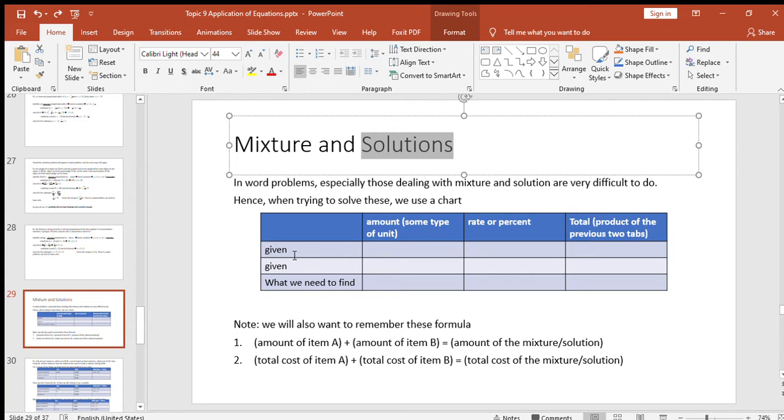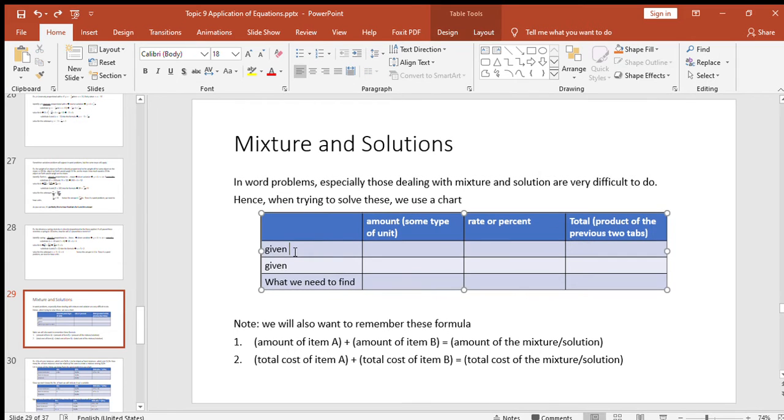And then let's talk about our rows. Our second row is our given. Most of the time you're given two things: given item A, and given item B. We're just going to plug in the things from the word problem here and here. And then this one will be the mixture or solution of A and B, okay?